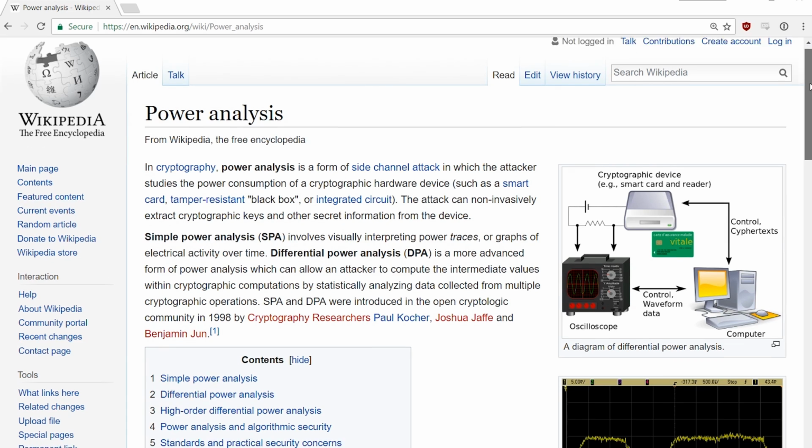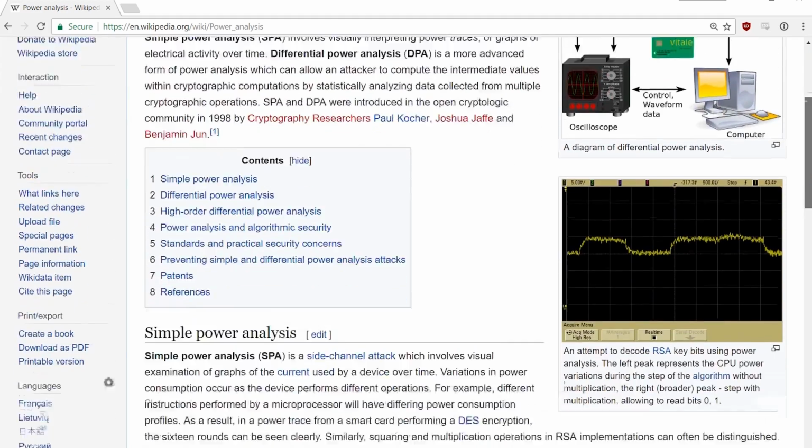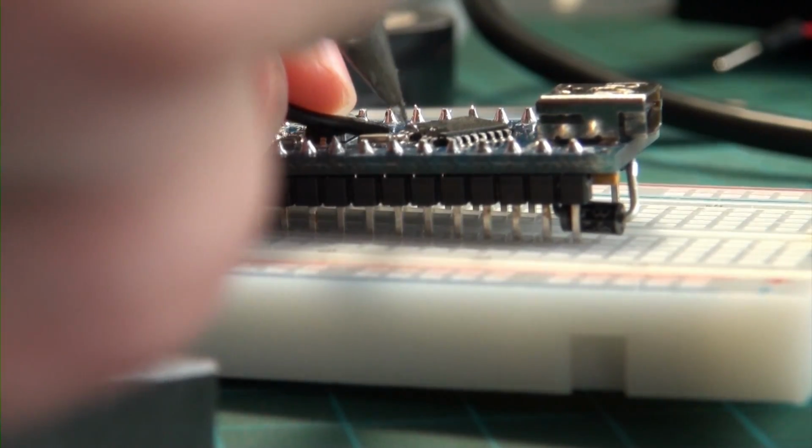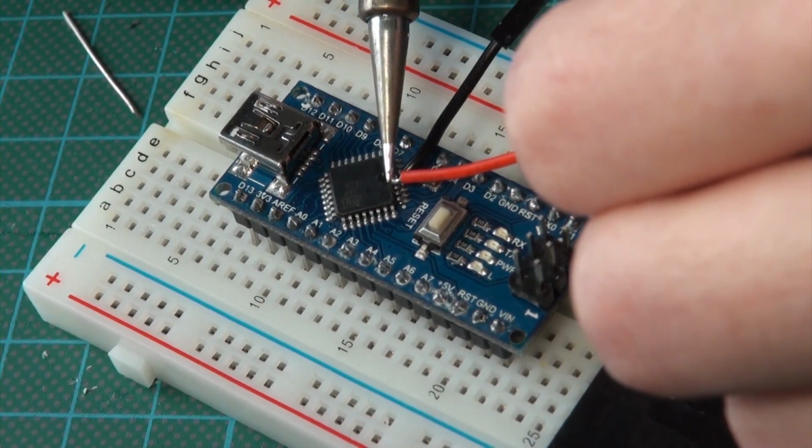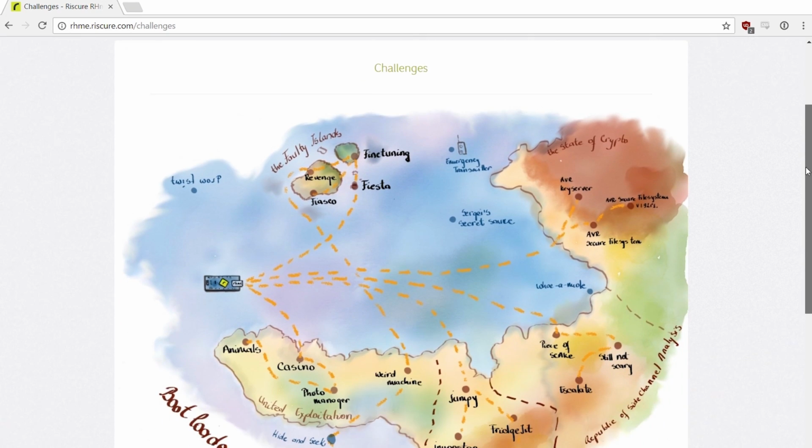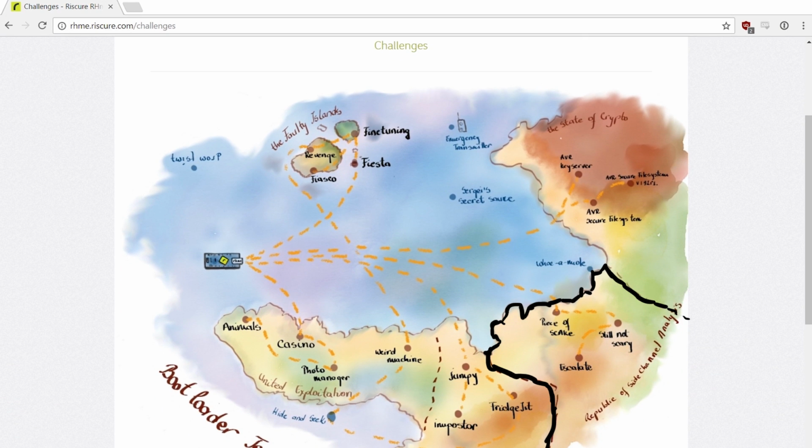In the previous video, we introduced what power analysis is and how you can prepare the Arduino board to do those measurements. And now we are going to actually solve the first side channel challenge of the RISC-your embedded hardware CTF.